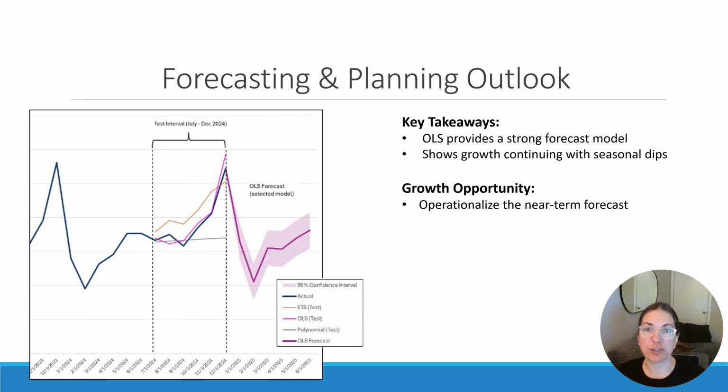Forecasting was performed using OLS regression with trend and seasonal components, which provided strong performance and clear interpretability. The model captures both the upward growth trend and predictable seasonal fluctuations, making short-term forecasts reliable for planning. However, uncertainty increases over time, so forecasts should primarily guide near-term operational decisions.